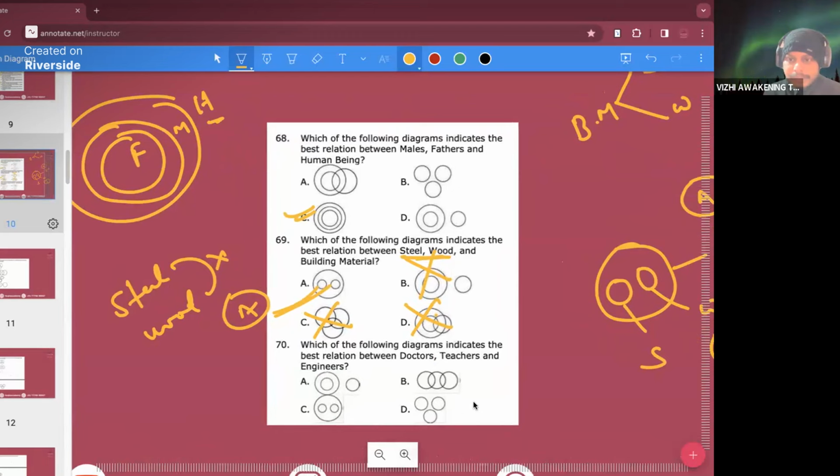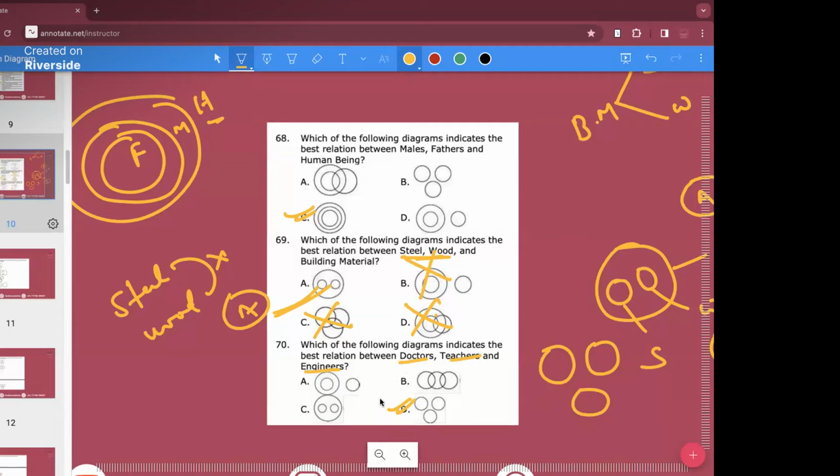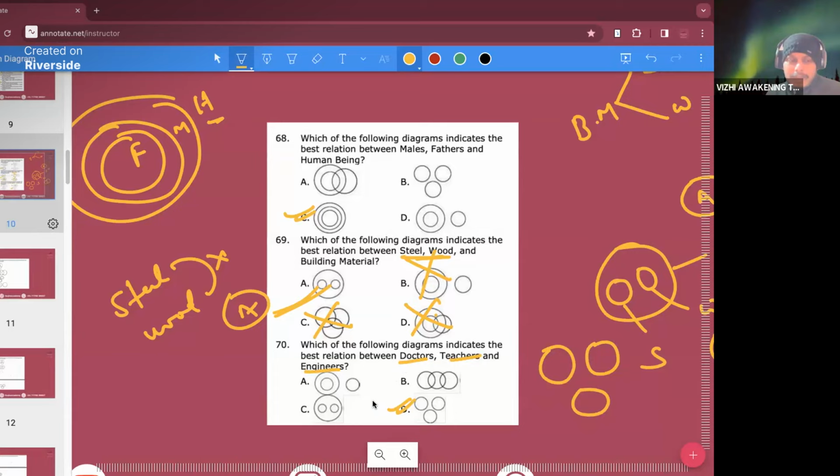Relation between doctors, teachers, and engineers. These are all professions, and these are all separate professions, right? Anybody who would like to contest D as an option? Sir, option B is not applicable, sir. A teacher can also be a doctor, and a teacher also can be an engineer. Is that right? I mean, technically, yes. A teacher will be a professor and they'll be essentially teaching engineers and doctors, both of them in their own field. But yes, we are essentially thinking of these three as three separate professions.